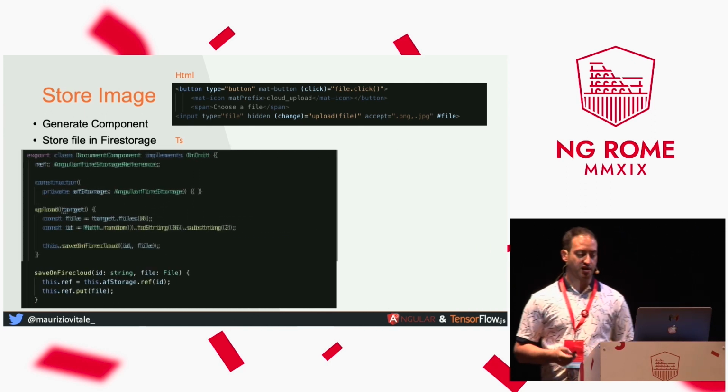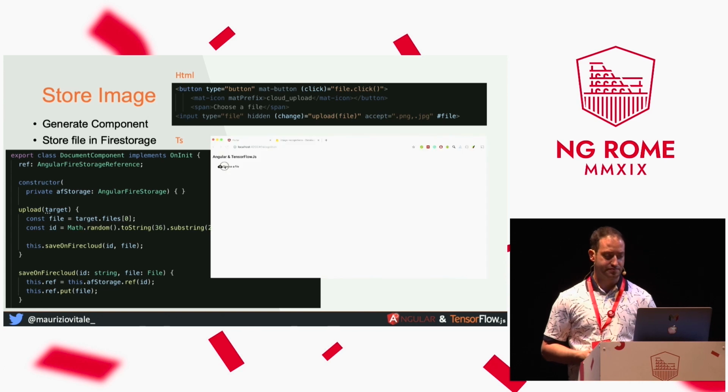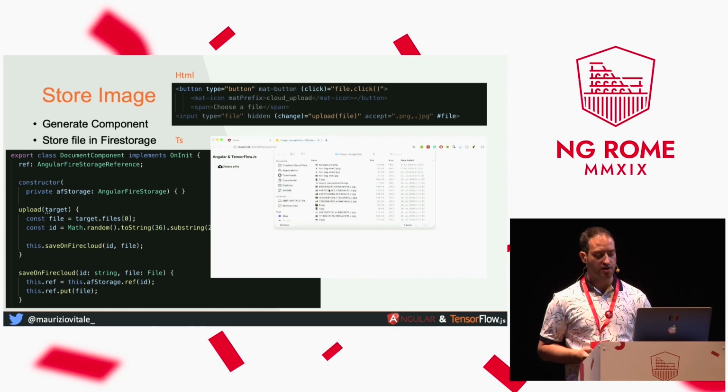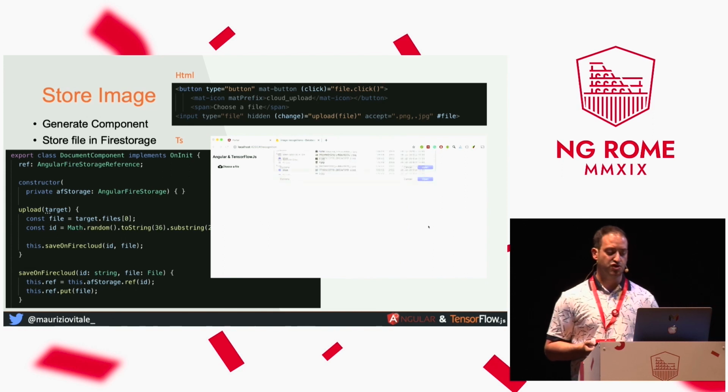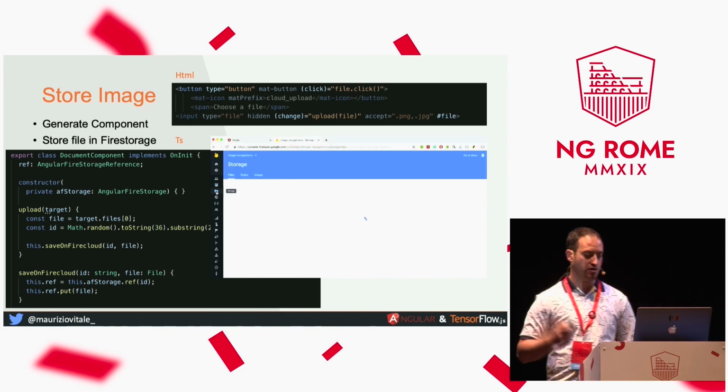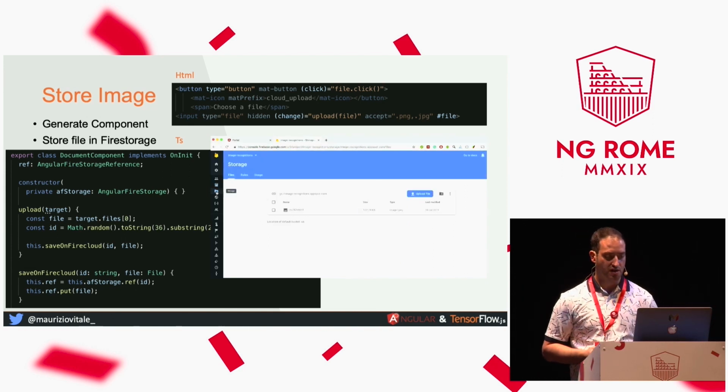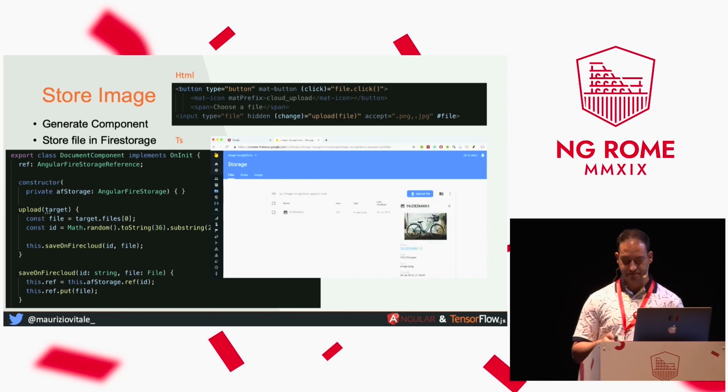So if we take a look at the UI, here you have the Angular button. So every time the user clicks, they are able to upload an image. And once you select the image, this image will be uploaded in the cloud. If you check the console, you can see that the image now is there.